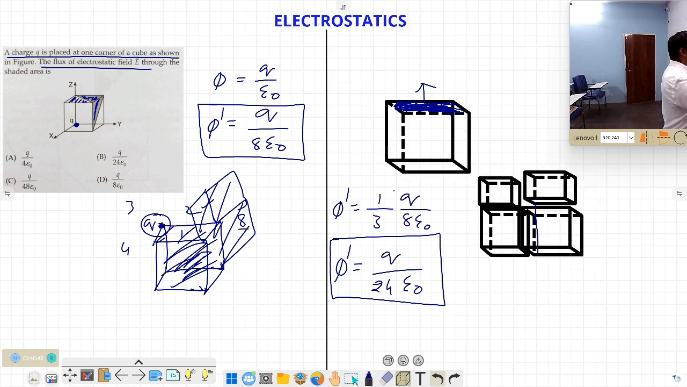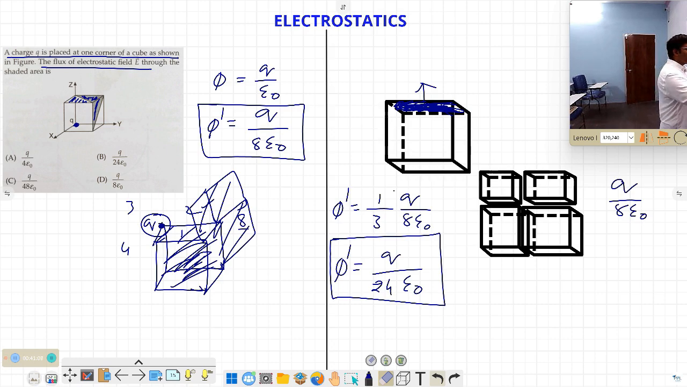This is the 4 cubes I'm not touching here. These are the cubes which must touch each other, so this is the way the cubes are arranged. So in this case you need to understand that the total flux across these 4 cubes is equal to how much? That is q by 8 epsilon.